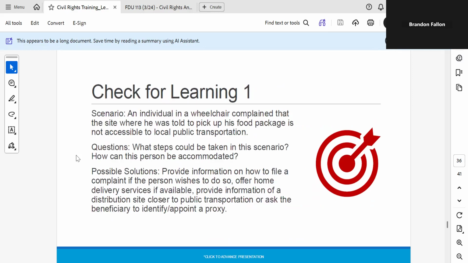Check for learning. 1. Scenario. An individual in a wheelchair complained that the site where he was told to pick up his food is not accessible to local public transportation. Question. What steps could be taken in this scenario? How can this person be accommodated? Possible solutions. Provide information on how to file a complaint if the person wishes to do so. Offer home delivery services if available. Provide information of a distribution site closer to public transportation, or ask the beneficiary to appoint a proxy.